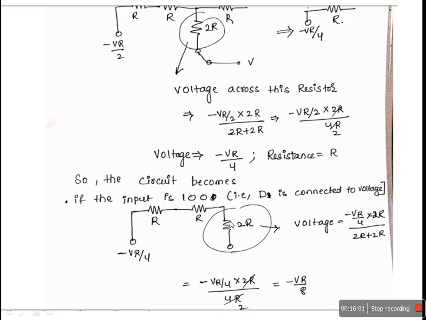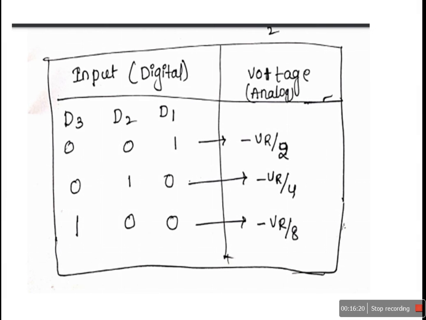So I need to calculate the voltage across this 2R. The voltage across this 2R is minus VR by 4 into 2R by 2R into, here the R plus R value is the 2R. So the total resistance is 2R, and the voltage is nothing but minus VR by 8. So in this way I am calculating the voltage.